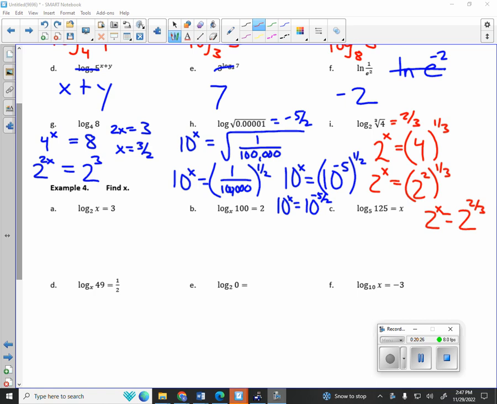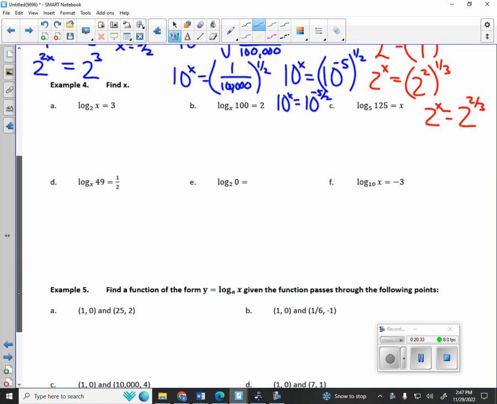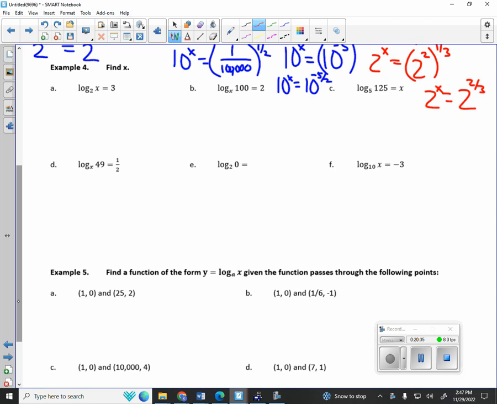Cubed root means 1/3. Fourth root means 1/4. Better? Okay. We're going to do this last set here, and then you guys are going to have some time to work, and we'll pick up the rest tomorrow.